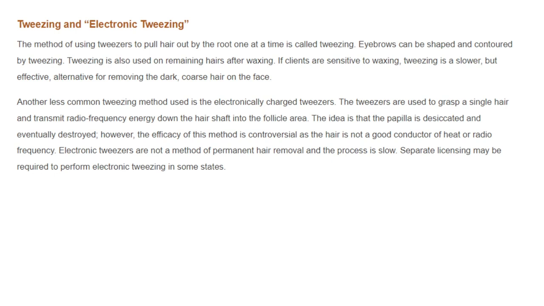Another less common tweezing method used is the electronically charged tweezers. The tweezers are used to grasp a single hair and transmit radiofrequency energy down the hair shaft into the follicle area. The idea is that the papilla is desiccated and eventually destroyed. However, the efficacy of this method is controversial as the hair is not a good conductor of heat or radio frequency. Electronic tweezers are not a method of permanent hair removal, and the process is slow. Separate licensing may be required to perform electronic tweezing in some states.